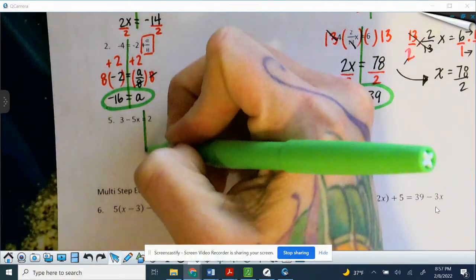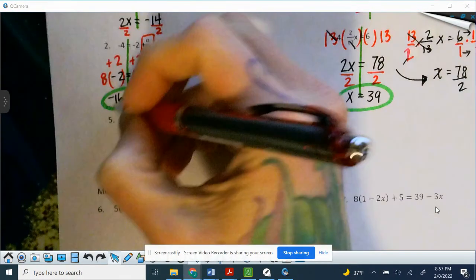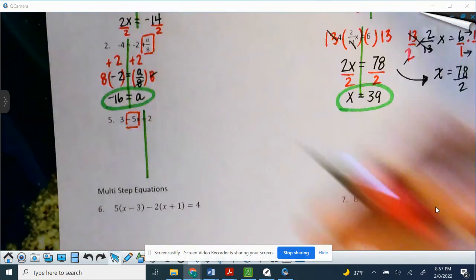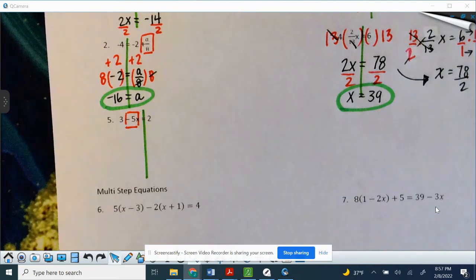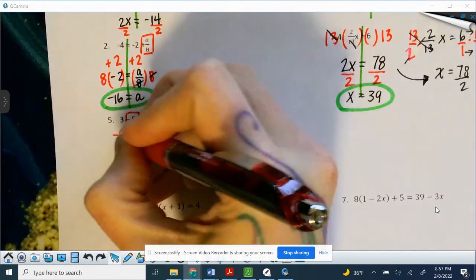All right, so number 5. That minus we're going to put in the box with that 5x because that's a negative 5x. Now, outside of that 5x, we do have a 3 that is attached in that equation by that minus. So it's an addition, subtraction sort of presence on that side. So since it's a positive 3, we're going to subtract 3 from both sides.